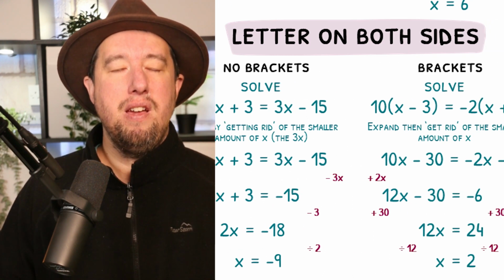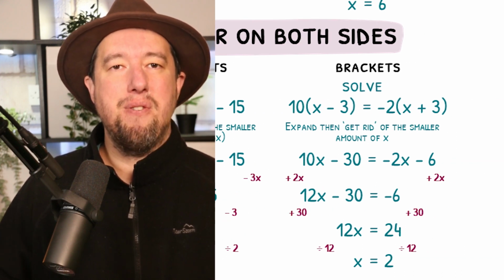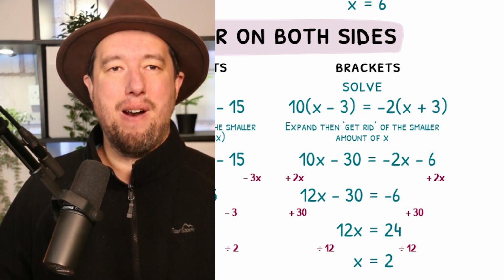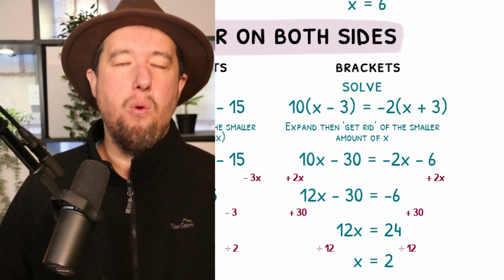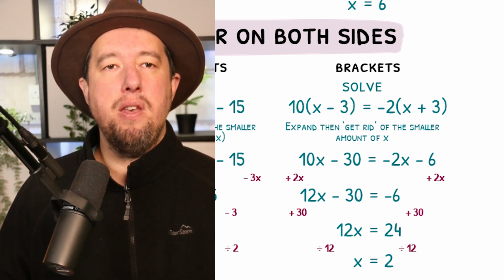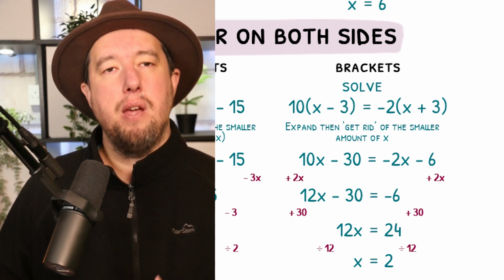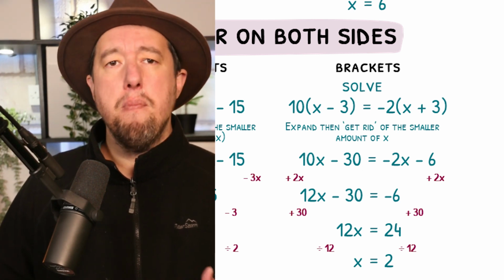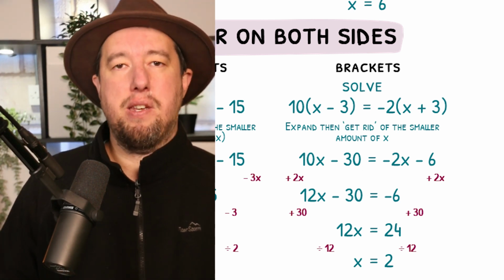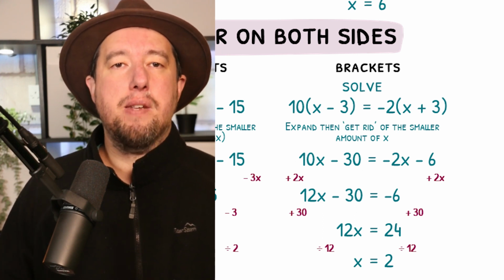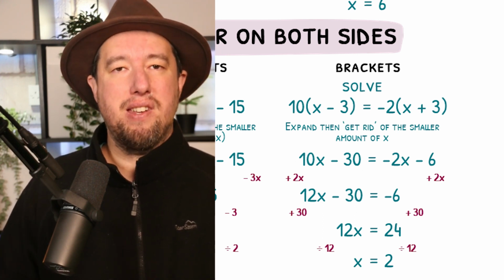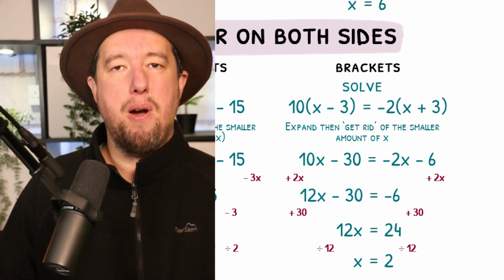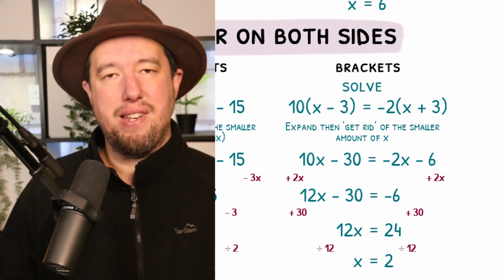To solve 10 open brackets x minus 3 close brackets equals minus 2 open brackets x plus 3 close brackets, we need to first expand all the brackets. This will give us 10x minus 30 equals minus 2x minus 6. The smaller x term is minus 2x, so to get rid of a minus 2x, we need to add 2x to both sides. This will give us 12x minus 30 equals minus 6. Add 30 both sides, that will give us 12x equals 24, then divide by 12 both sides to get the answer of x equals 2.